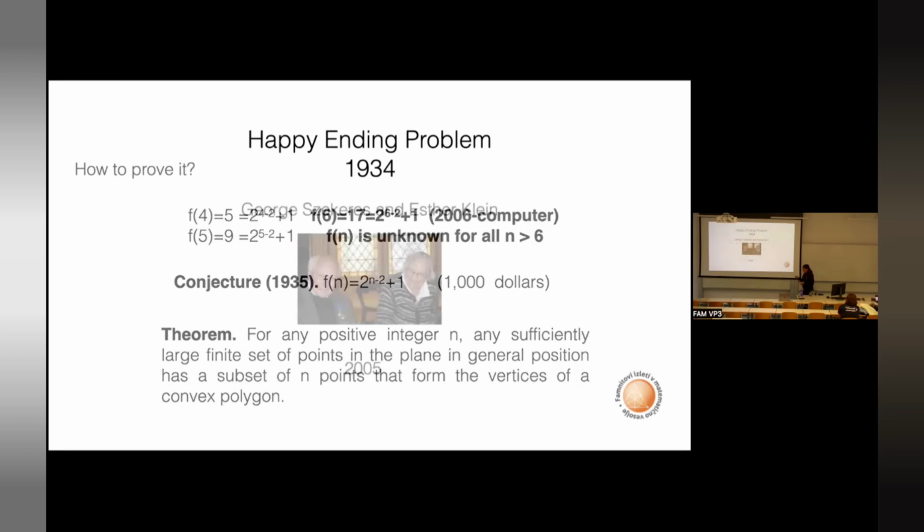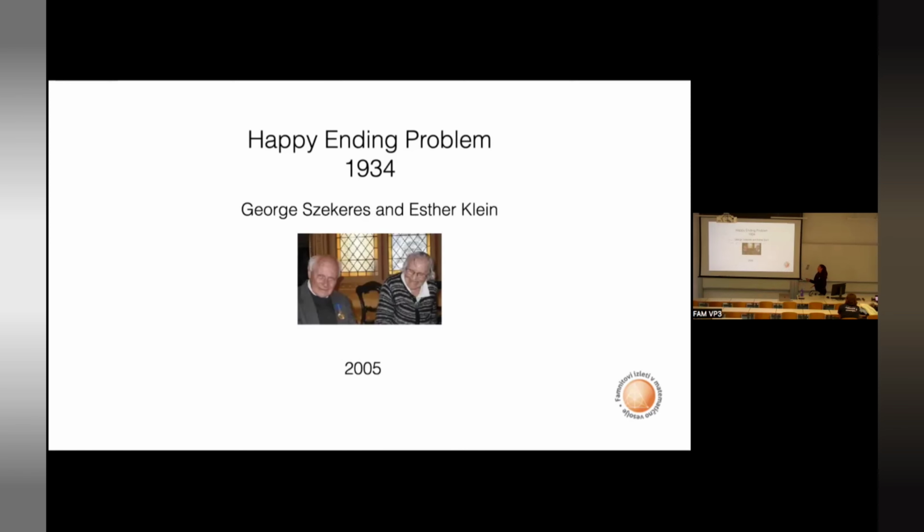And of course, I almost forgot why it's called the happy ending problem. Esther Klein was the one that suggested this problem, and later on, Paul Erdos and George Szekeres were the ones working on it. But in the end, when they published, probably later, these two mathematicians got married, so it's known as the happy ending problem.